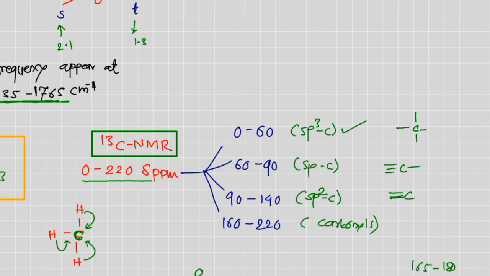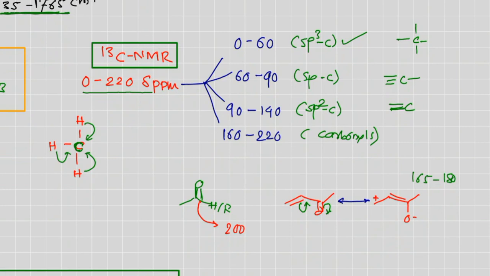If the carbonyl is saturated, then the value will be expected at 200. If it is conjugated, the value will decrease now. So what happens with conjugation? Look at this one. This is the example where 200 is given for a saturated aldehyde or ketone, but for a conjugated system the value will be expected to decrease, to lower values, from 165 to 180 delta ppm. Okay, this one.